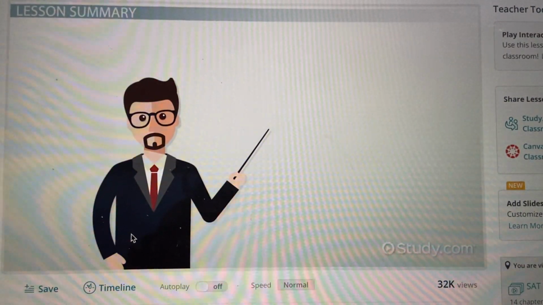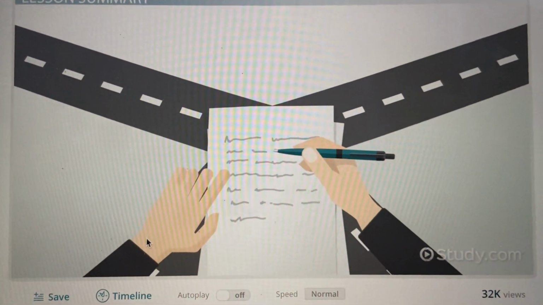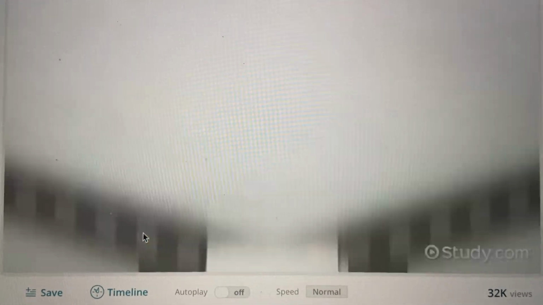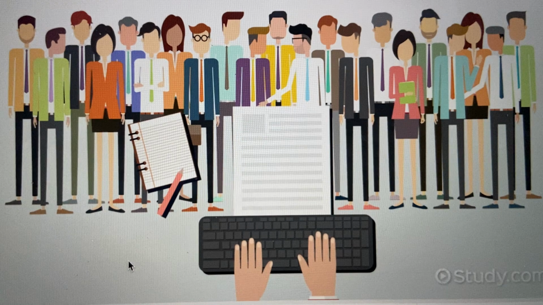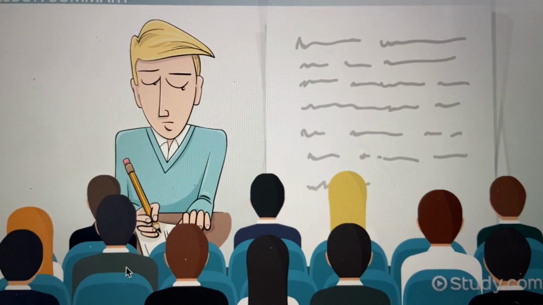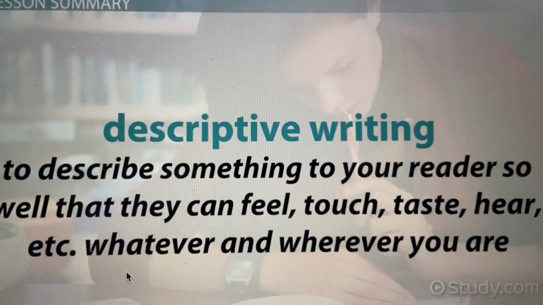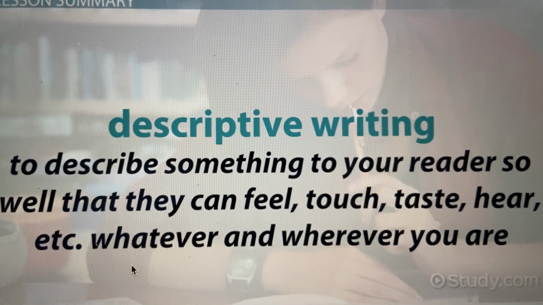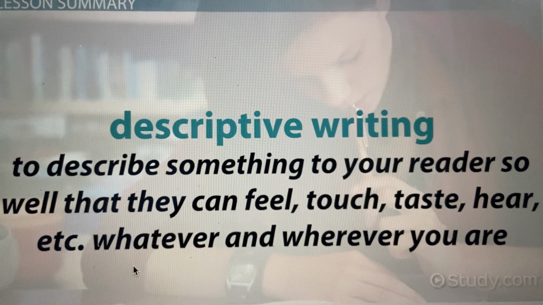Let's review what we've learned about the different types of writing. There are 4 different types of writing: persuasive, descriptive, narrative, and expository. Even though they differ in their delivery, they all also include some of the same aspects. Always remembering your audience and providing them with enough details is important with any type of writing. In descriptive writing, you want to describe something to your readers so well that they can feel, touch, taste, hear, etc., whatever and wherever you are.